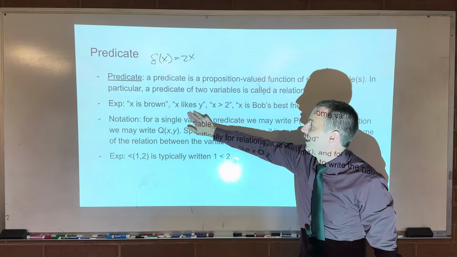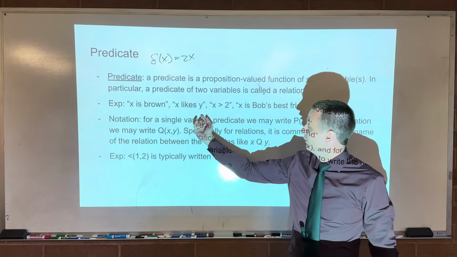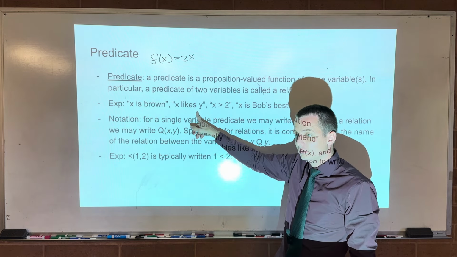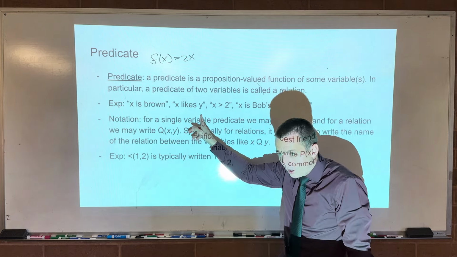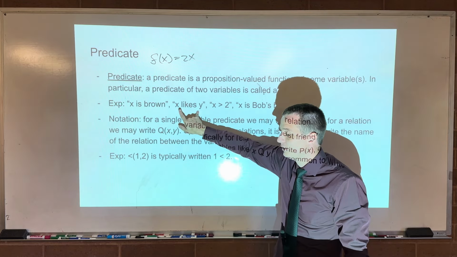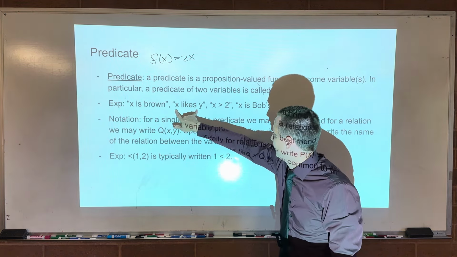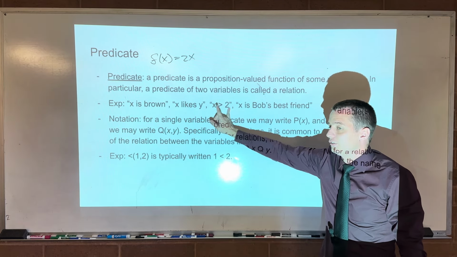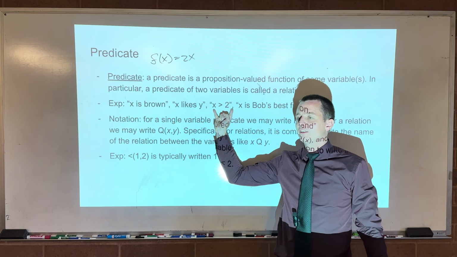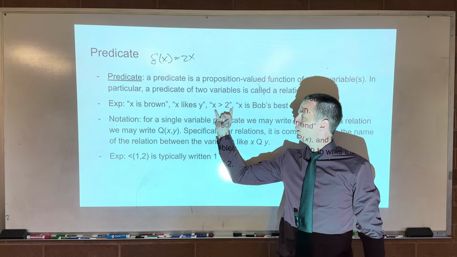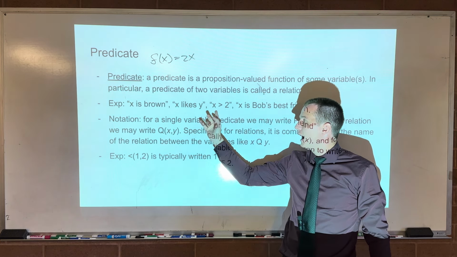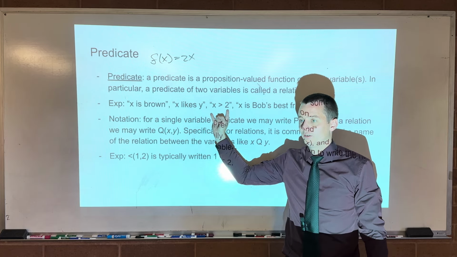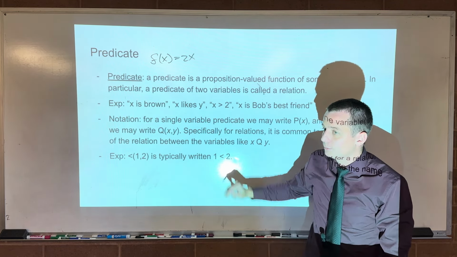All right, x likes y. Here's one that takes two terms. If you give it Jack and Jill, it spits out true. If you give it Jack and Jane, it spits out false, or whatever. Or true, maybe he likes her too. I don't know. All right. Here's a common predicate: this is the greater-than-2 predicate. If I put in 5, it spits out true. If I put in -1, it spits out false.